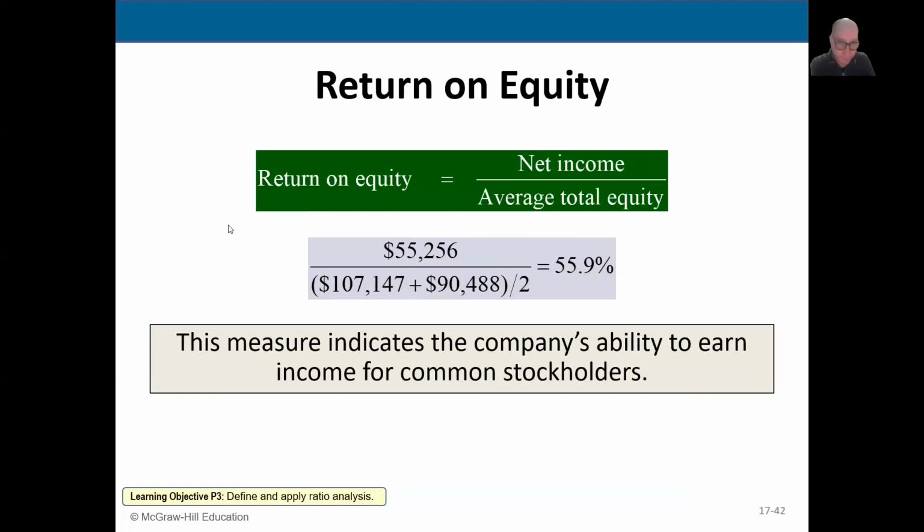Return on equity. Company's ability to earn income for common stockholders. We take net income divided by average total equity. Again, beginning balance plus ending balance divided by 2. That's how you get the average.